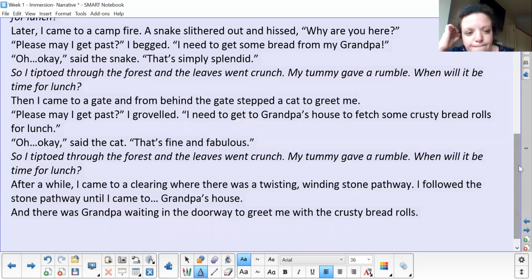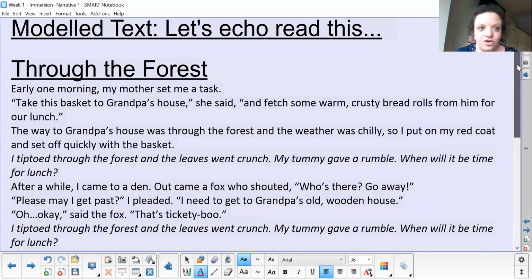So I tiptoed through the forest and the leaves went crunch. My tummy gave a rumble. When will it be time for lunch? After a while, I came to a clearing where there was a twisting, winding stone pathway. I followed the stone pathway until I came to Grandpa's house, and there was Grandpa waiting in the doorway to greet me with the crusty bread rolls. It's a good story, isn't it?